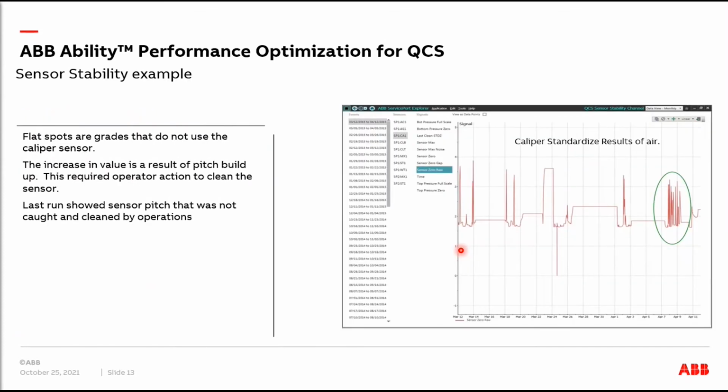This is one example, a caliper trend, showing the value of sensor row 0. One customer observed that the standardized values kept on increasing. This was because of pitch buildup on the caliper shoe, which meant it needed cleaning. The operator forgot to clean the sensor, so an alert was sent to the customer that the sensor needs cleaning and may fail in the coming standardize.